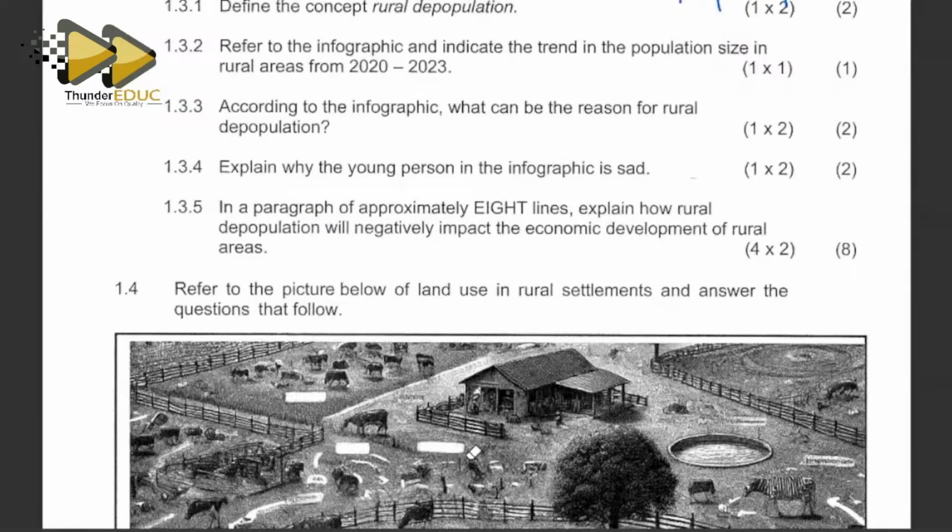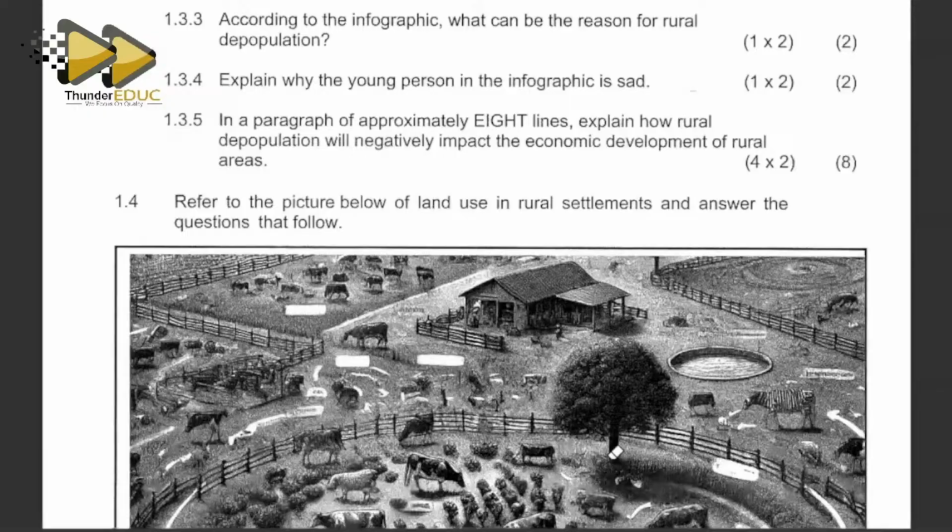Right. Moving on to the next question. In a paragraph of approximately 8 lines, explain how rural depopulation will negatively impact the economic development of rural areas. We want to look at the effect of rural depopulation on the economy of rural areas. Right. Most definitely here, we are going to have reduced labor supply.